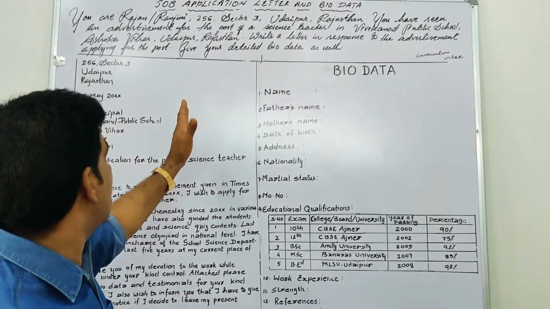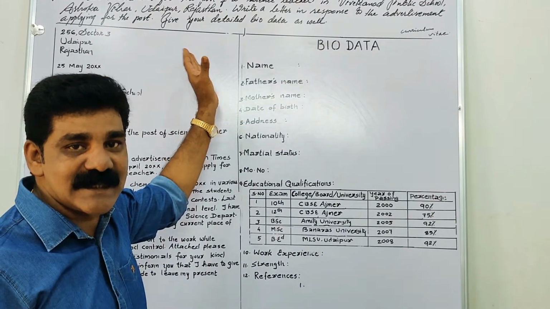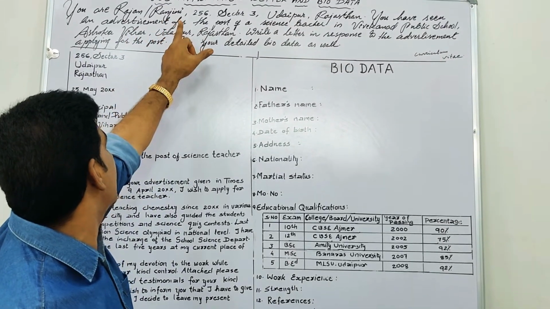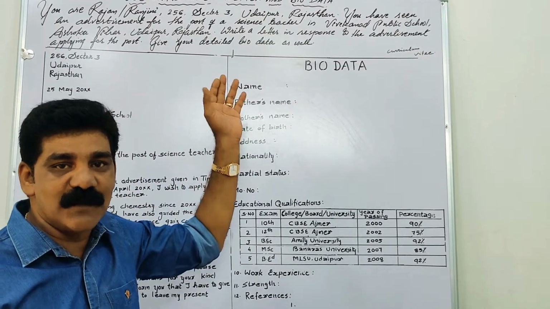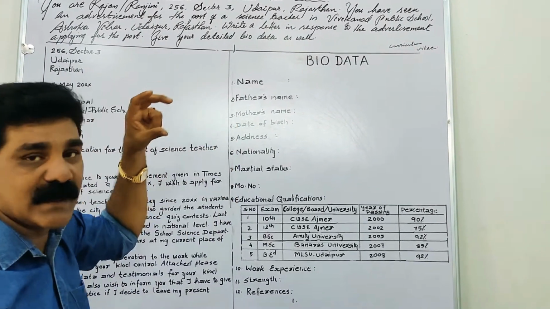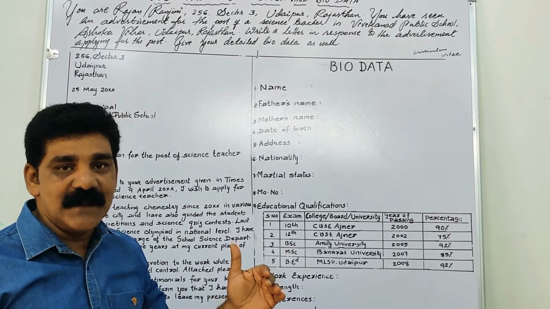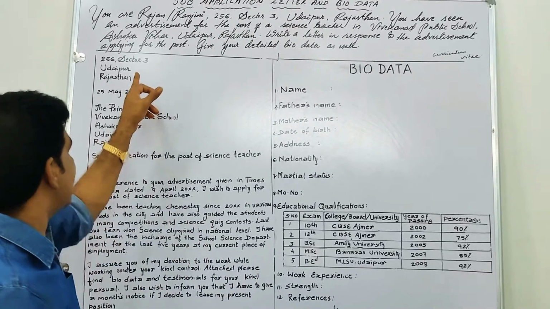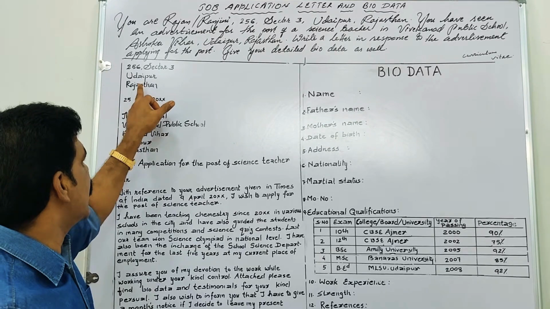So here you see that first of all you have to write the frame address, that is the sender's address. Sender's address is given here, Rajan or Rajani. But you should not mention the name, as I told you in the previous video. So you will write only the address, the full address, then only the recipient can reply to you. So the address has been given here: 256 Sector 3, Udaipur, Rajasthan.